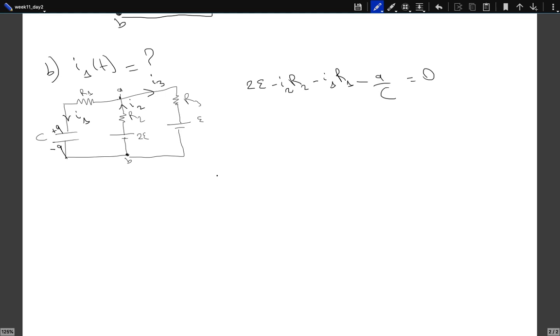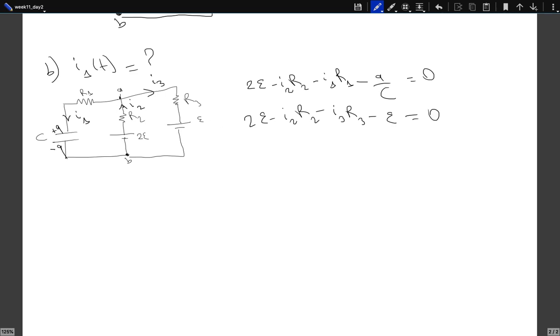Well, okay, let's look at the second loop. Let's start from B to A again, but go the other way around. Let's write the potential increases. The first two terms are the same. Now, what is the potential increase across the resistance R3? It's just I3 times R3. What is the potential increase across this battery? Minus epsilon. This should be 0.